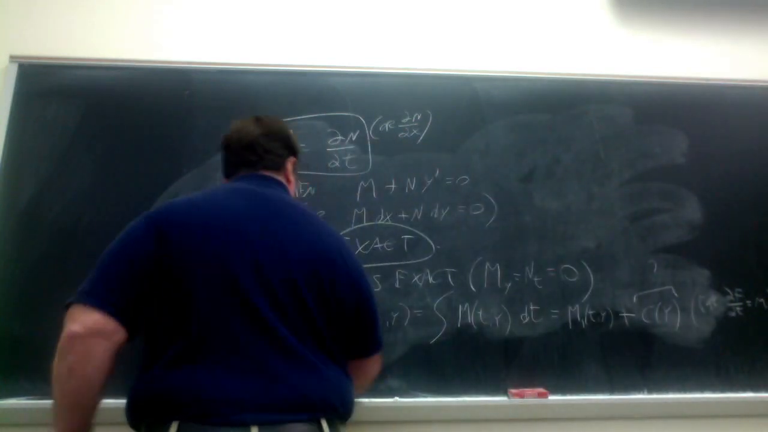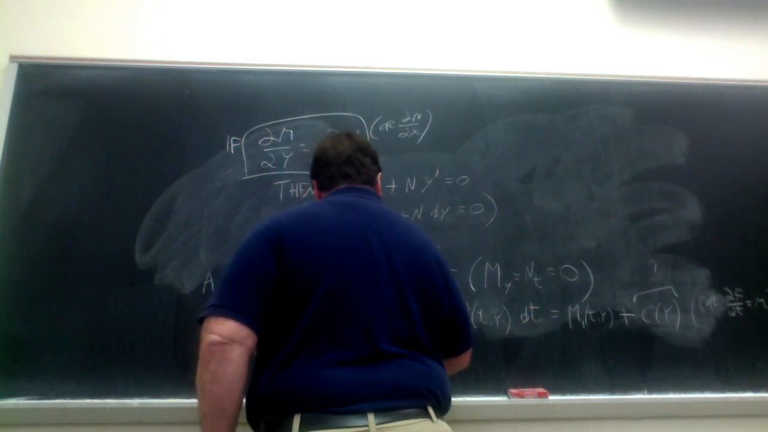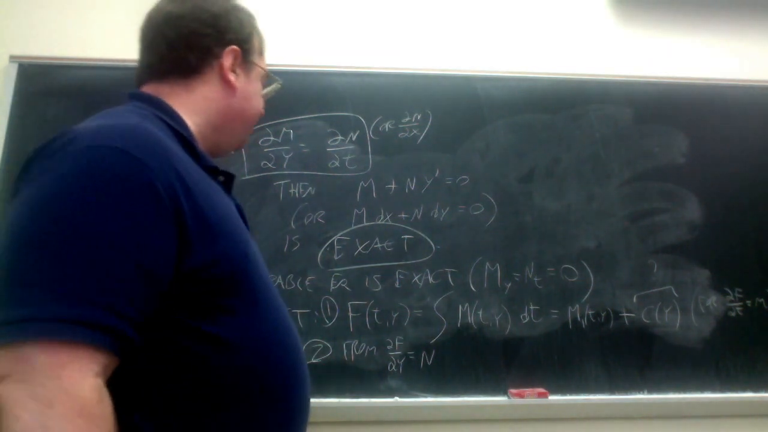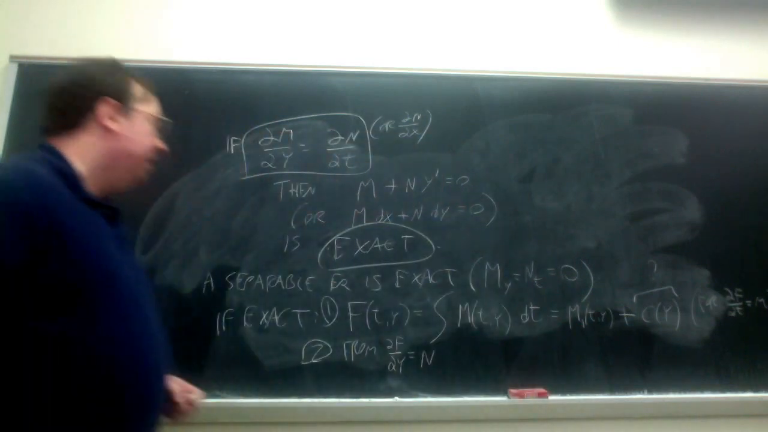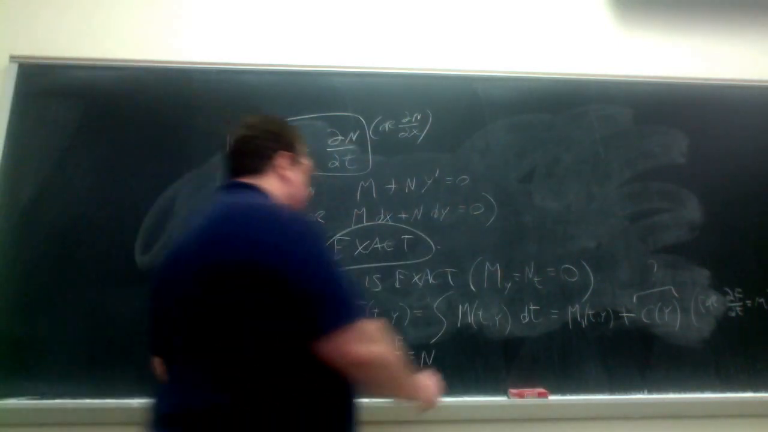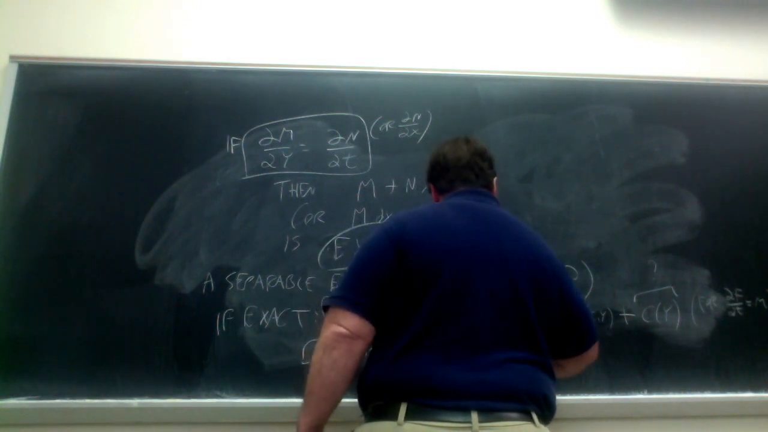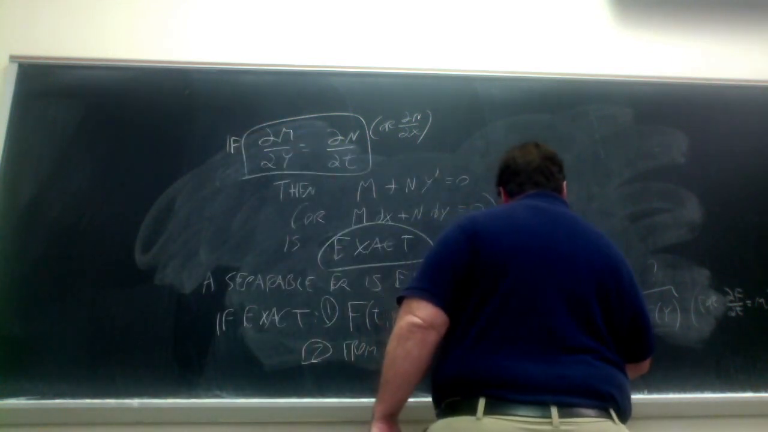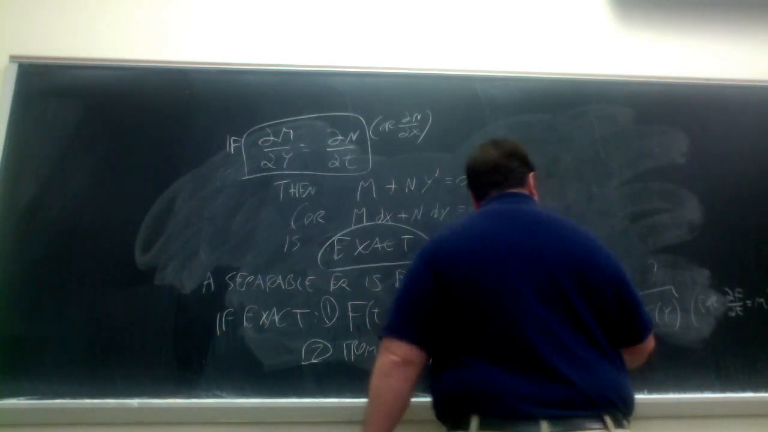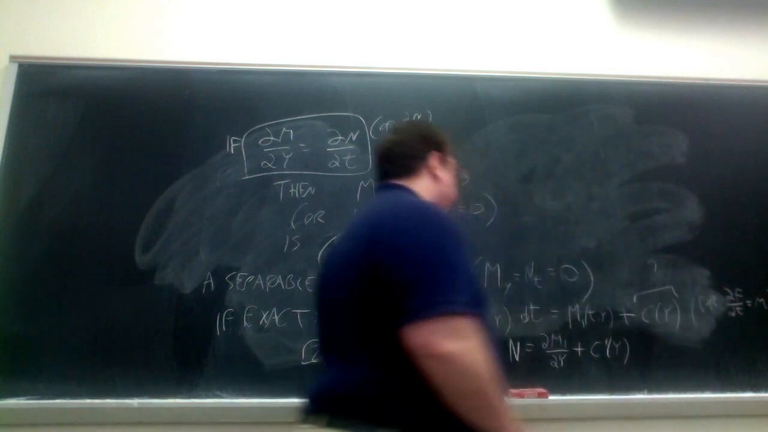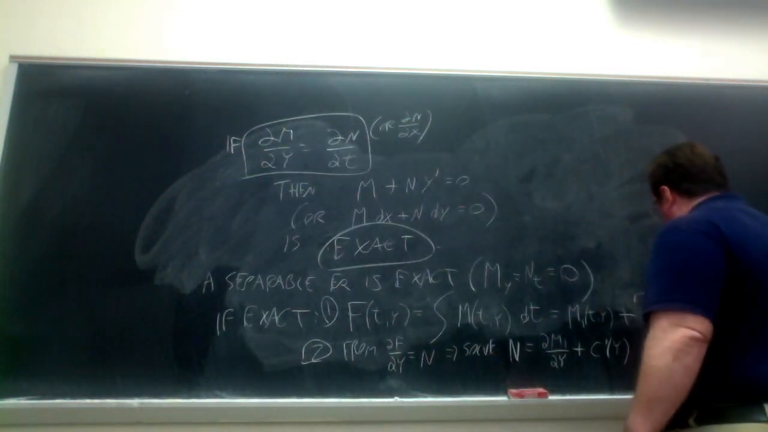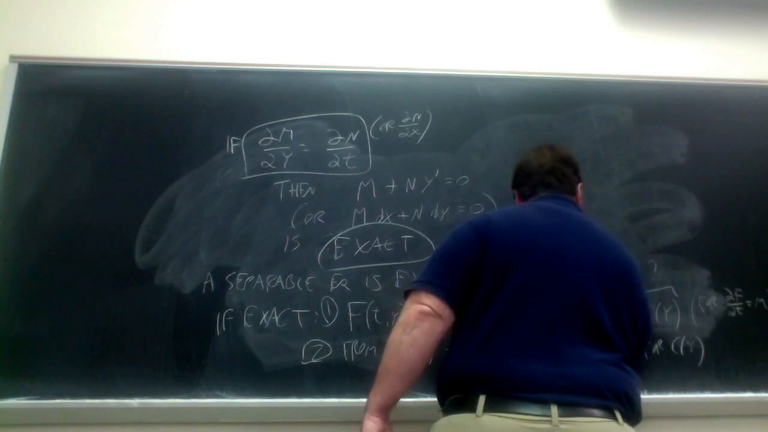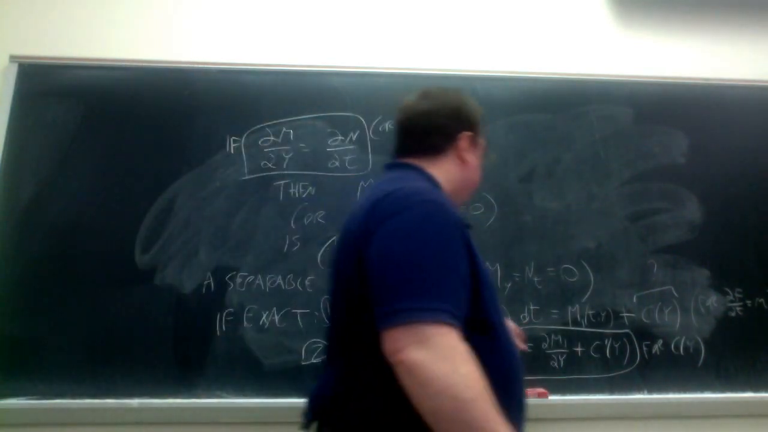The next step, enforcing the other condition, dF/dy must be equal to N. So what you can do is actually differentiate both sides of this equation with respect to y. So the idea is you solve this equation. N, which is what I get from differentiating this with respect to y, must be equal to the derivative of M1 with respect to y plus c prime of y. And so you solve this equation. So this will be known, this will be known.